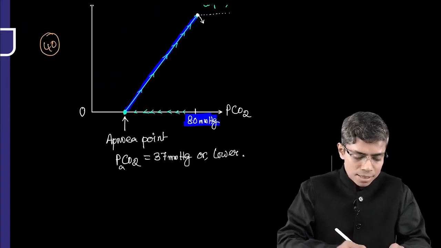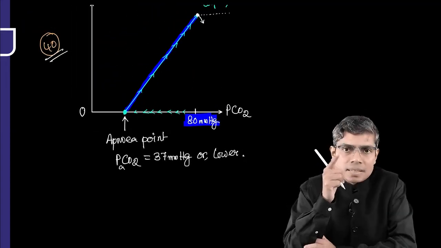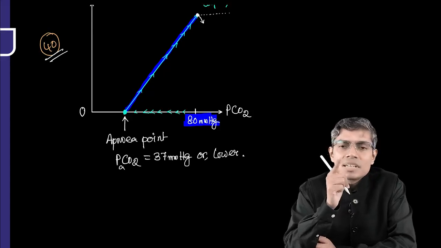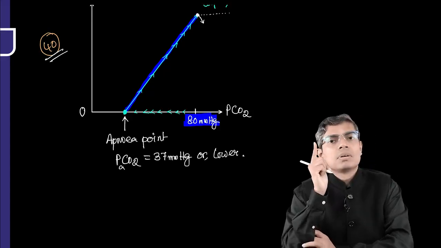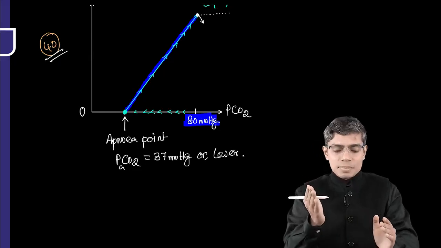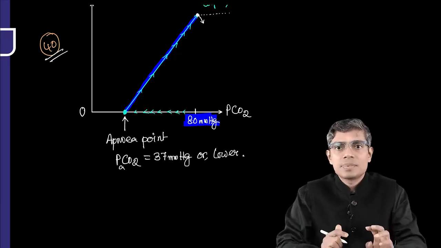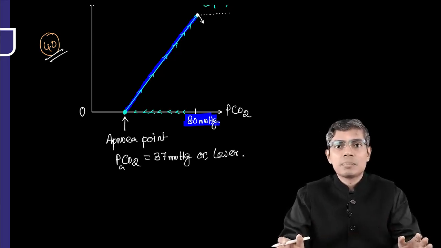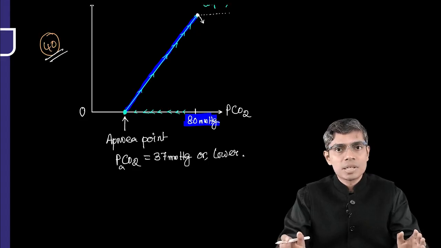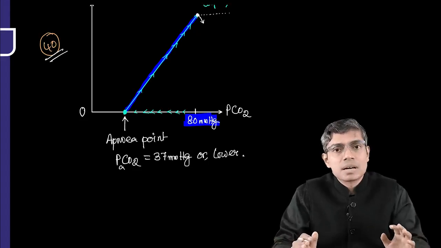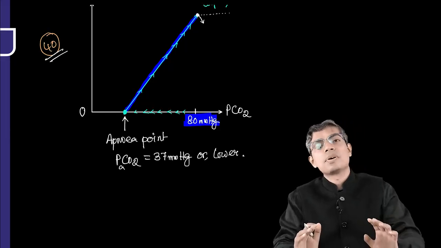So that's why I told you to look at the partial pressure of carbon dioxide in arterial blood, which is 40. If the partial pressure of carbon dioxide decreases to 37, only 3 millimeter of mercury has changed, but your respiration is completely stopping, right? Completely stopping. So that's why carbon dioxide is a very important point.